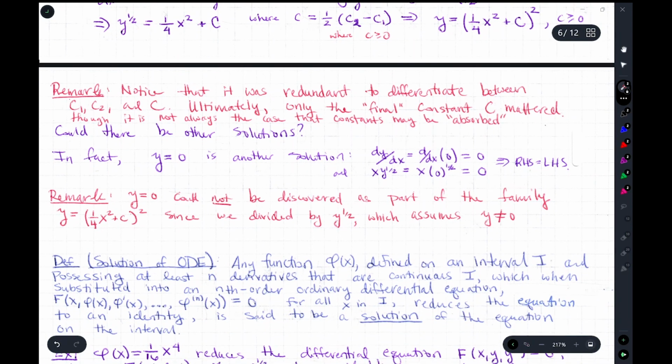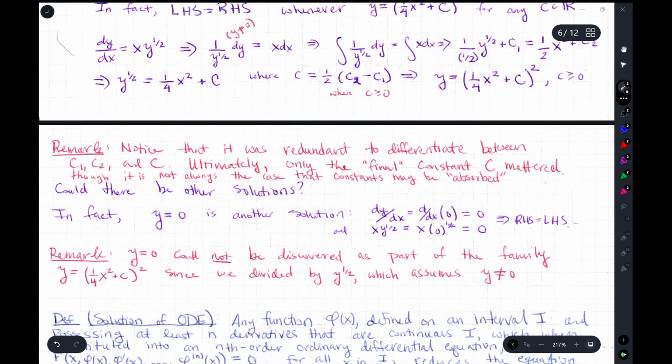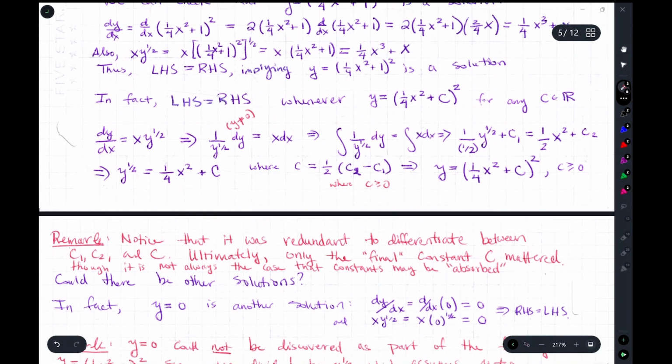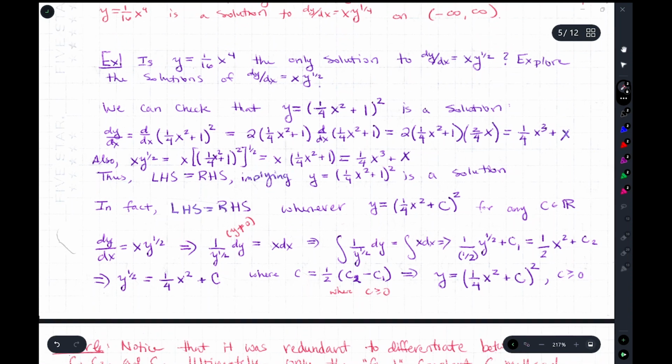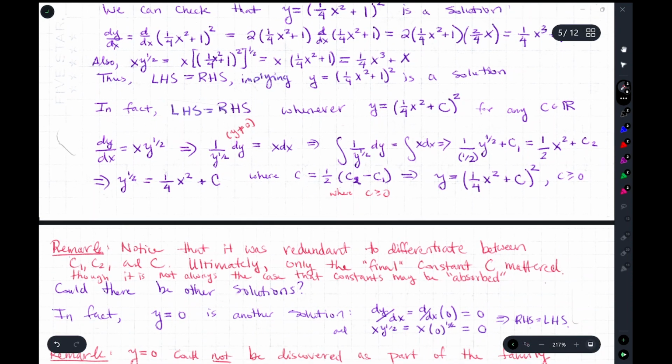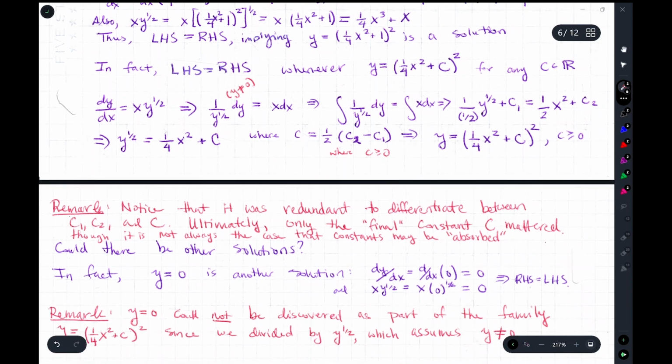Okay. Could there be other solutions? Well, this is a nonlinear equation with the square root of y, so the answer to that question is always tricky. But it turns out that if you have y equals 0, then yes, the derivative of 0 is 0, and x to the square root of 0 is 0, and so y equals 0 is a solution.